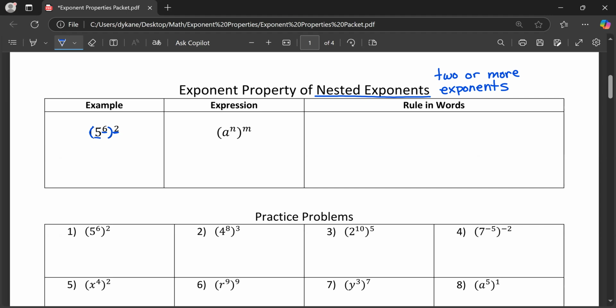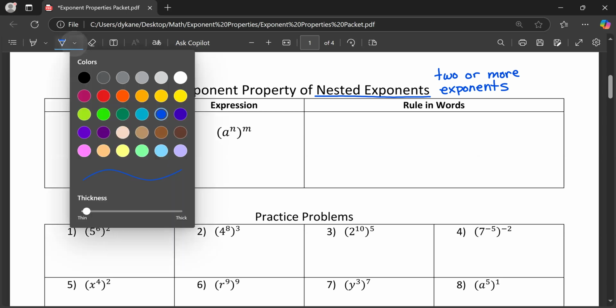So again, let's break this down to see how this property works. We know what exponents mean. They mean multiplication. So if I'm taking 5 to the 6th, raising it to the 2nd power, that means I'm multiplying it by itself twice. 5 to the 6th times 5 to the 6th. Well, we can use the property we just learned. We know when we multiply, we keep the base the same and we add the exponents. So we get 5 to the 12th.